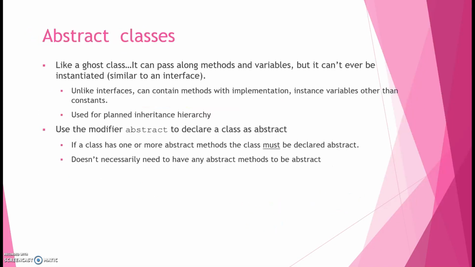Now, another topic we're going to talk about today is abstract classes. We talked about abstract methods before, but now we're going to talk about an abstract class. And a good way to think of this is that it's kind of like a ghost class. It can pass along methods and variables, but it can't ever be instantiated, just like an interface. Unlike an interface, it can have methods with implementation, instance variables, and it can be used for planned hierarchy.